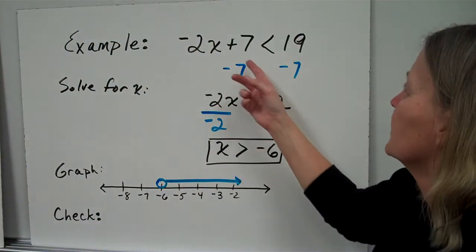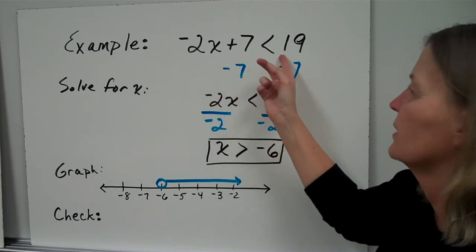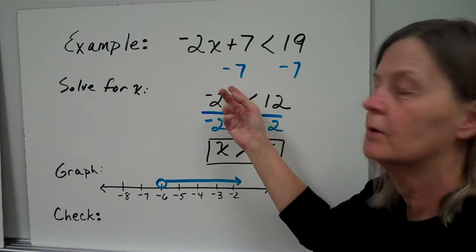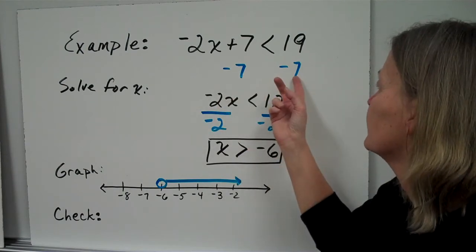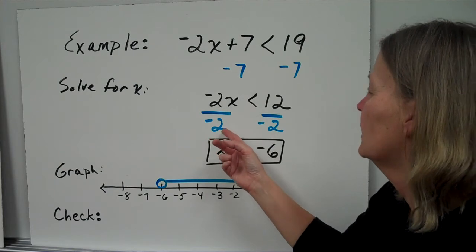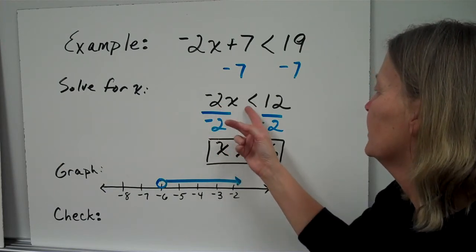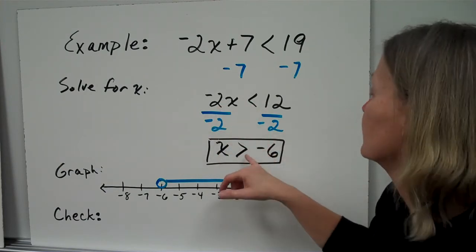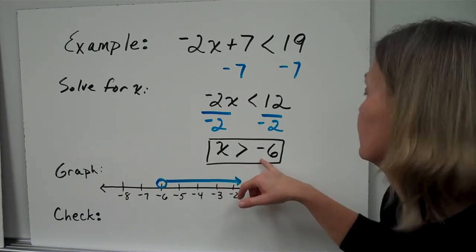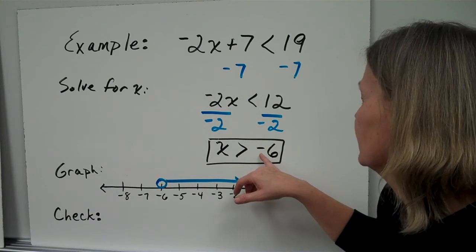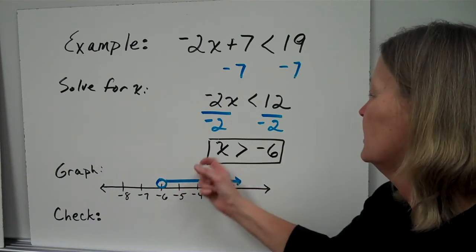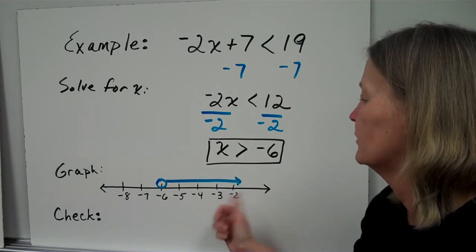Here's another example. -2x plus 7 is less than 19. Again, solving these similar to equations, we would subtract 7 from both sides of the inequality and divide by -2. Again, dividing by -2, I'm going to reverse the inequality sign. So this solution is x is greater than -6. Take the -6 and put an open circle there. Numbers greater than -6 would go to the right.